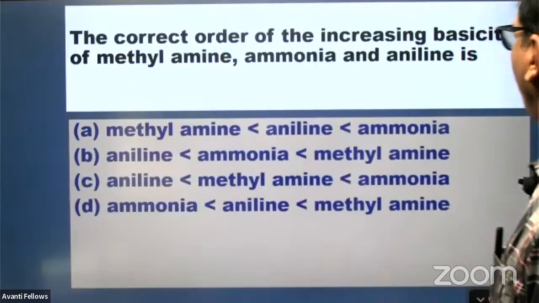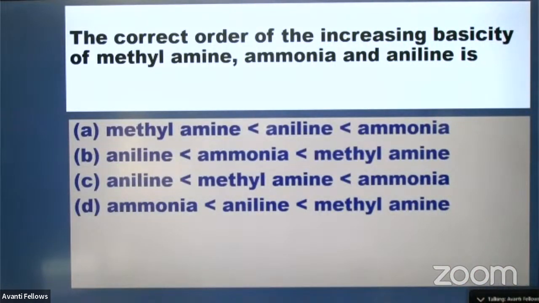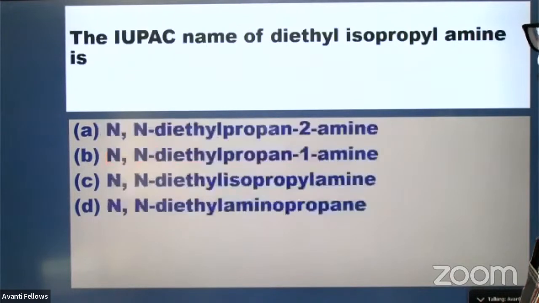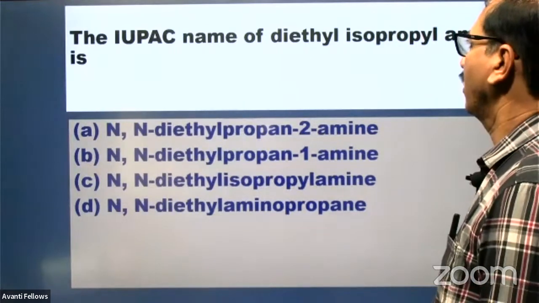The correct order of increasing basicity of methylamine, ammonia, and aniline. I think it has already been told. Phenol, benzene diazonium chloride is coupled. Okay, this is also over. I think it has been covered two times.